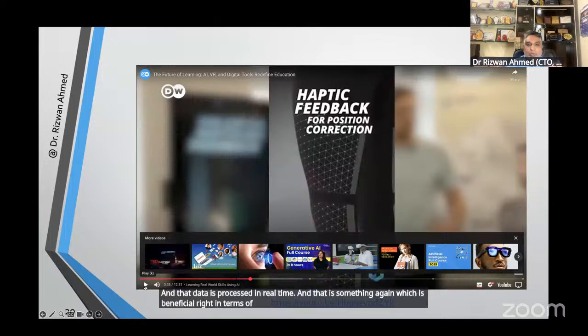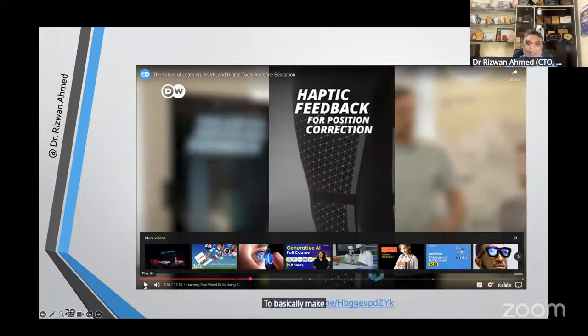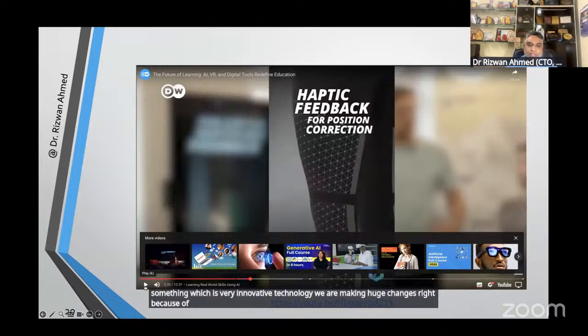Especially considering the modern usage across the diverse industries we work in. And people who are responsible to make use of haptic feedback, and more importantly, interacting with certain things with gestures and things like that. So this is something which is very innovative technology. We are making huge changes because of haptics coming into the picture in different business use cases as we are seeing.